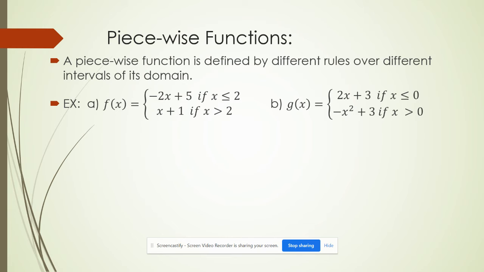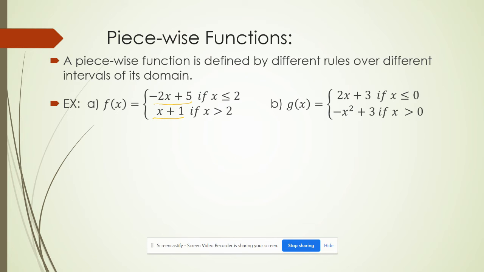Piecewise functions. Piecewise functions have different rules for different parts of your domain. For example, in A, if our x values are 2 or less, then we use the rule negative 2x plus 5 to generate a graph. If our x values are more than 2, then we use the rule x plus 1 to generate that part of the graph.